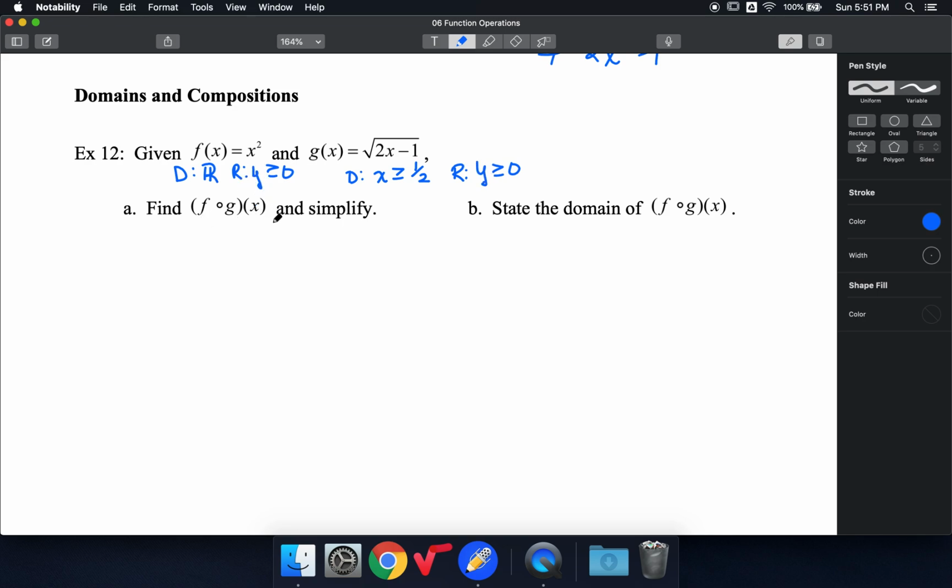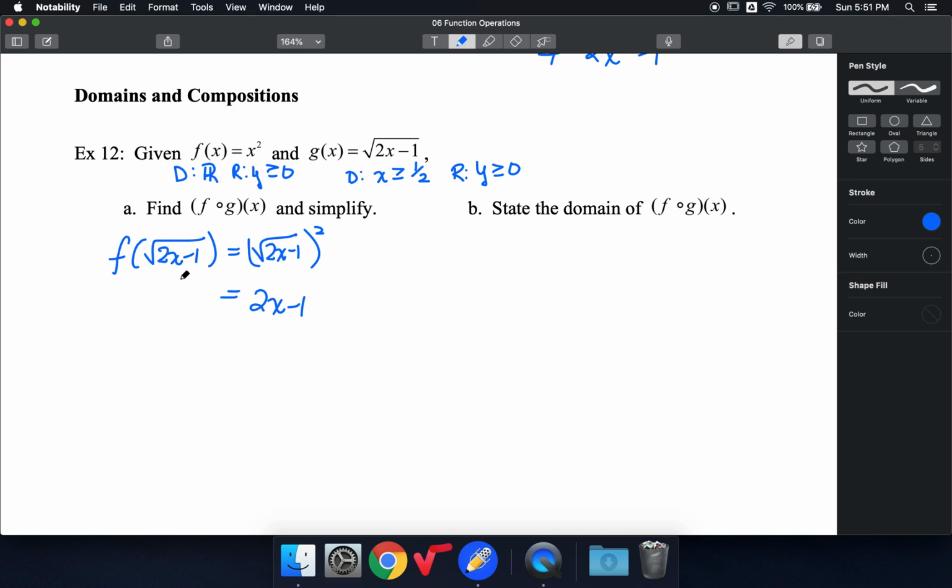Find f of g of x and simplify. All right, so f of square root of 2x minus 1. I'm going to take that and plug it into my f function. So square root of 2x minus 1 squared is, of course, just 2x minus 1. But now here's where it gets tricky. While this simplifies to this single function, it originally started this way.